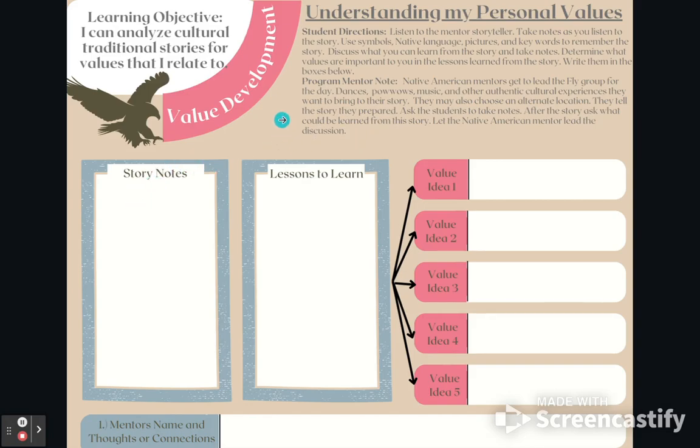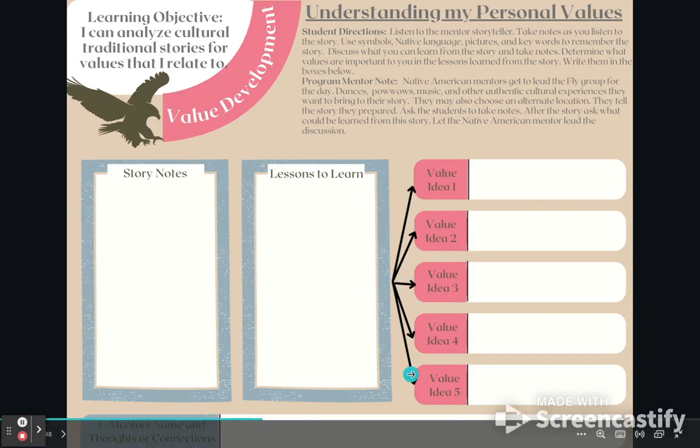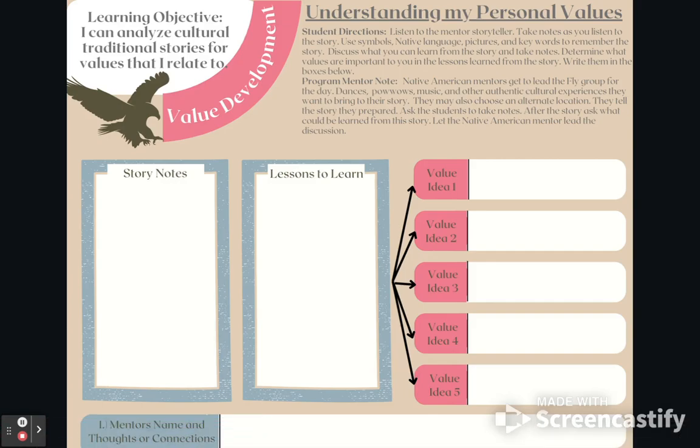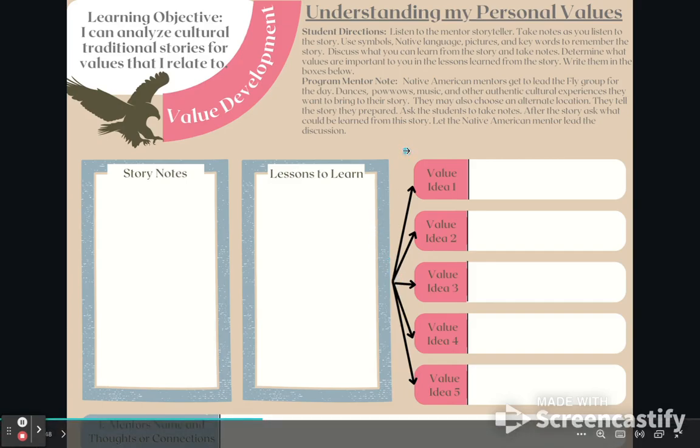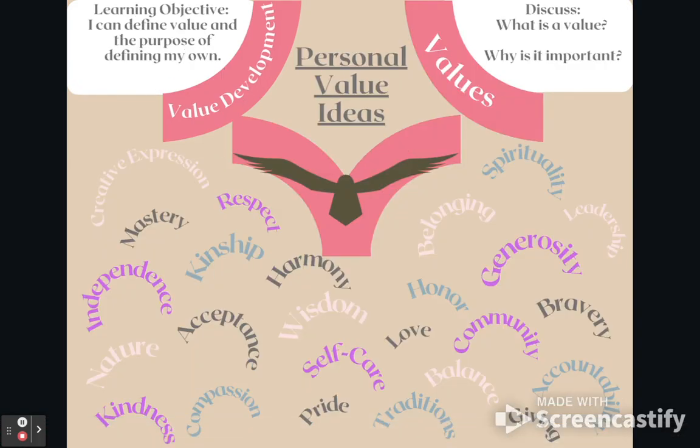This is a graphic organizer. Students will use one of these for each mentor day. Take story notes. You can use symbols, pictures, native language to take notes on the story. Discuss lessons that can be learned from these stories and histories with the cultural mentor. And then students will determine 5 values that they could have in relation to the story and the lessons learned from this story.